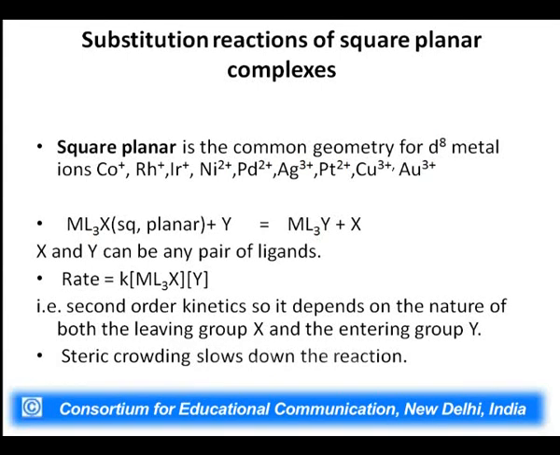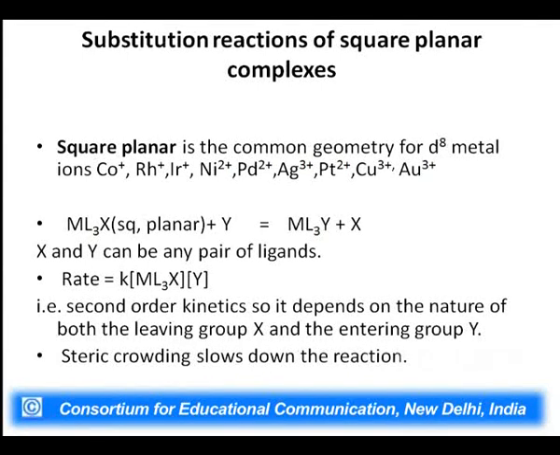Today in this lecture we will be discussing substitution in square planar complexes. In the last module we discussed substitution in octahedral complexes. Square planar complexes are those where the coordination number of the metal is 4, that is 4 ligands are arranged around the metal in a plane, and each ligand-metal-ligand bond angle is 90 degrees. So the 4 ligands are arranged like they are arranged in a square.